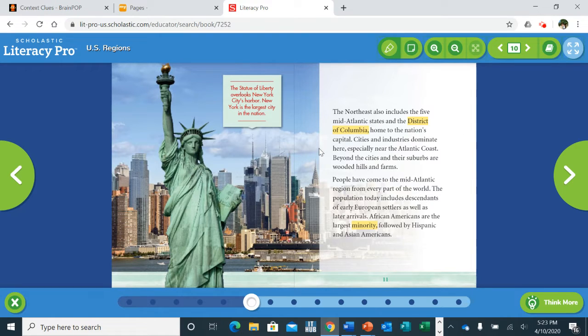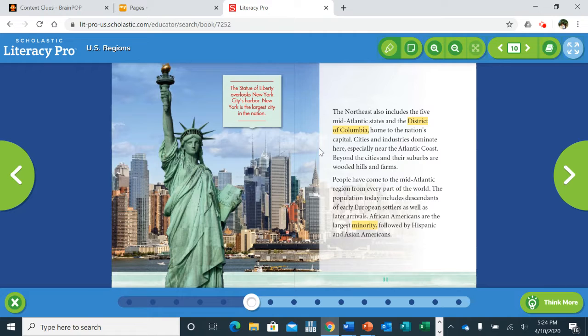The Northeast also includes the 5 mid-Atlantic states and the District of Columbia, home to the nation's capital, and cities and industries dominate here, especially near the Atlantic coast. Beyond the cities and their suburbs are wooded hills and farms. People have come to the mid-Atlantic region from every part of the world. The population today includes descendants of early European settlers as well as later arrivals. African Americans are the largest minority, followed by Hispanic and Asian Americans.